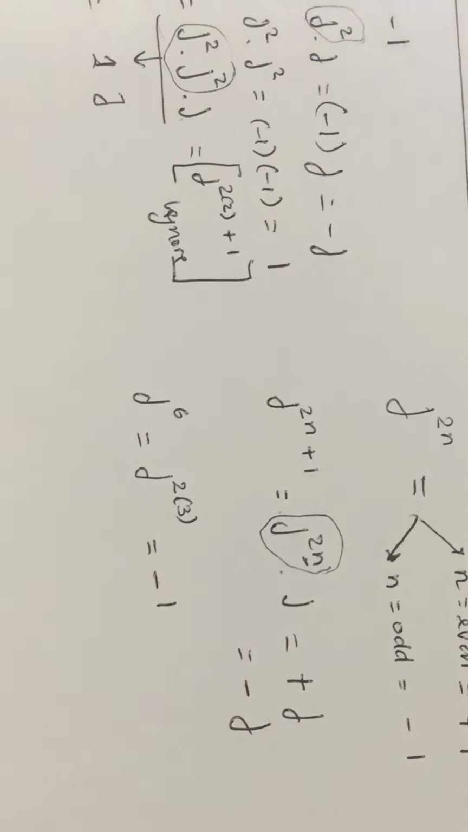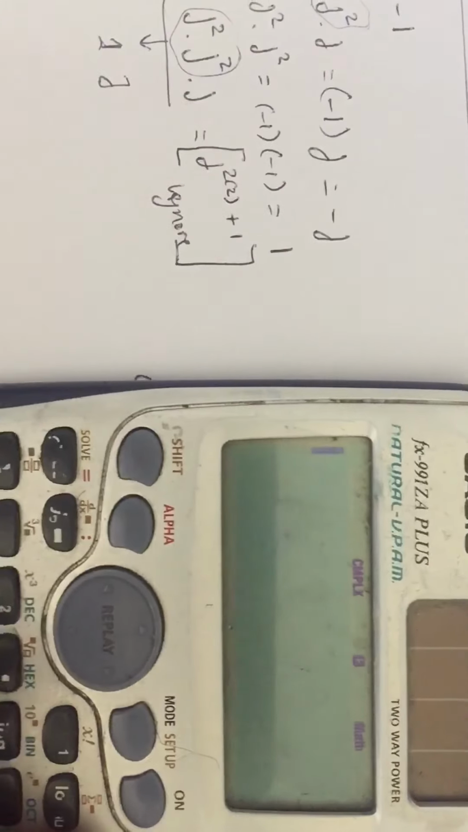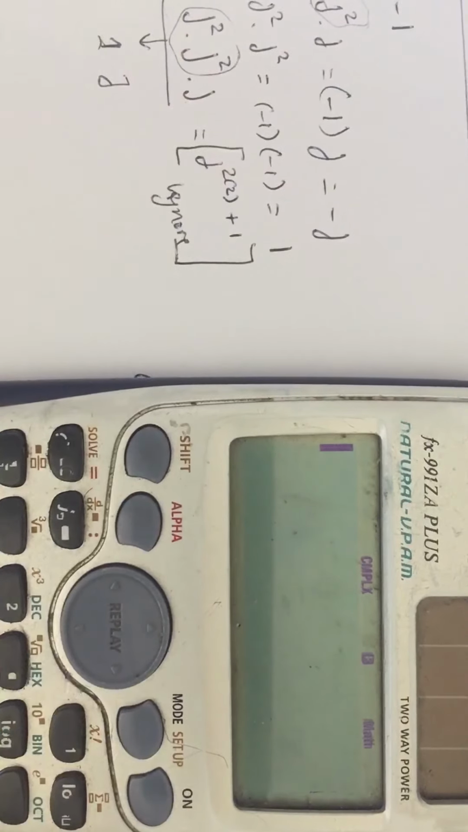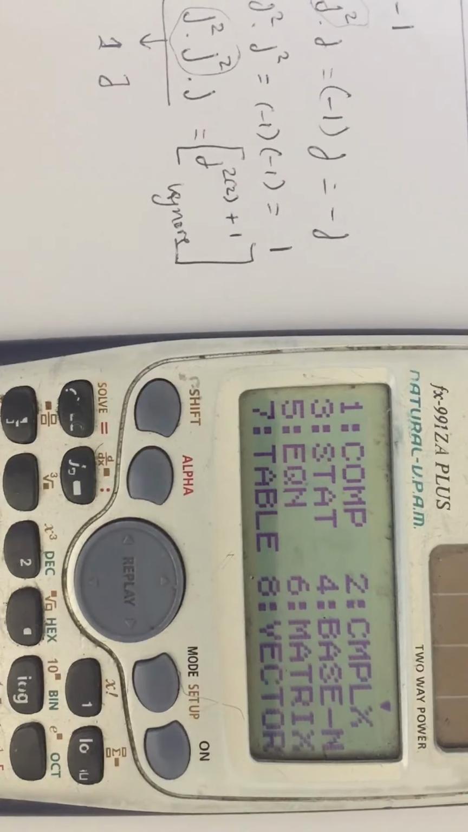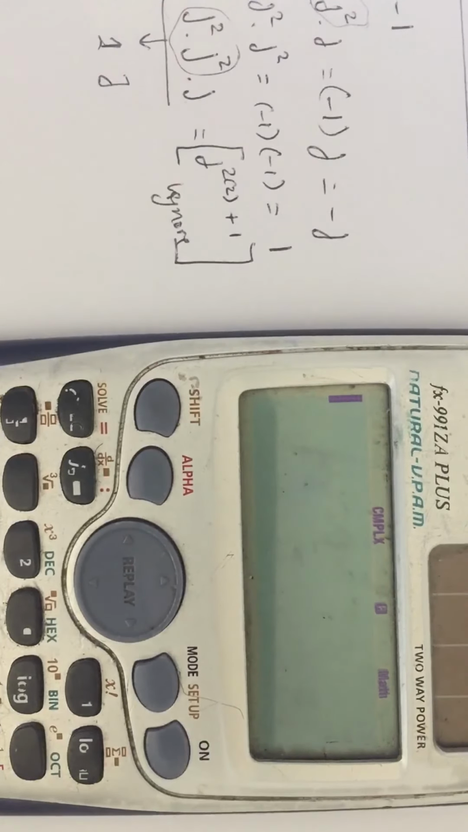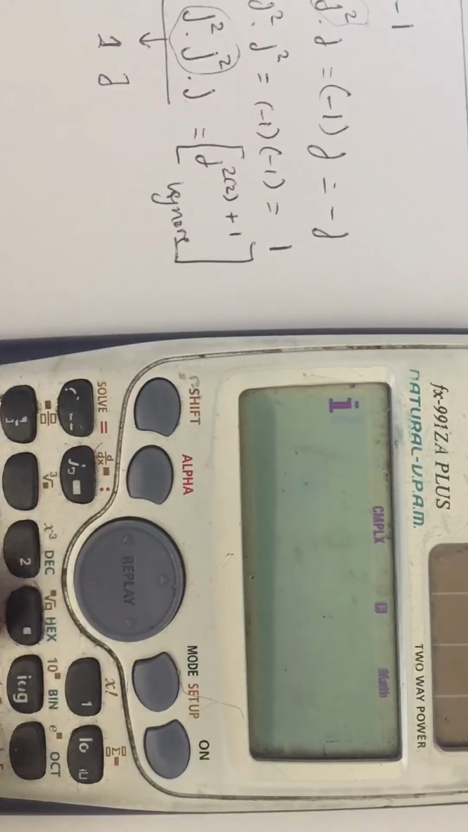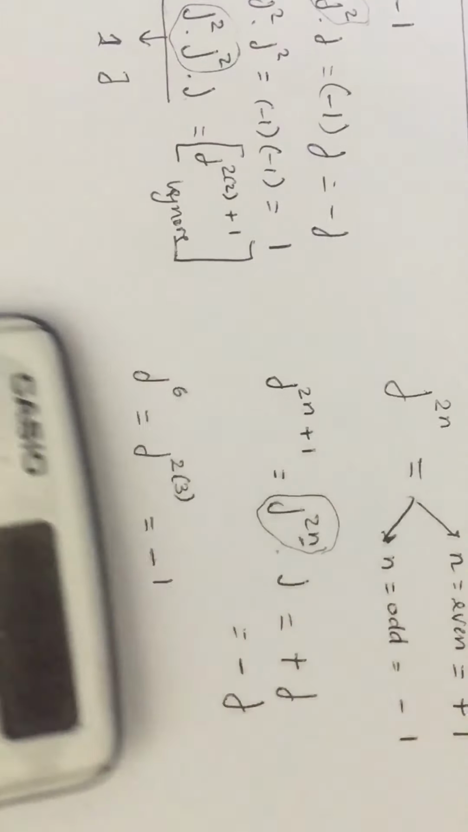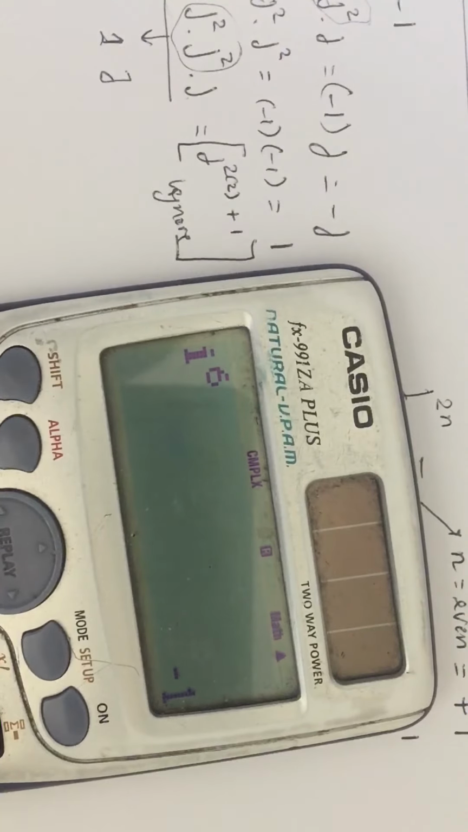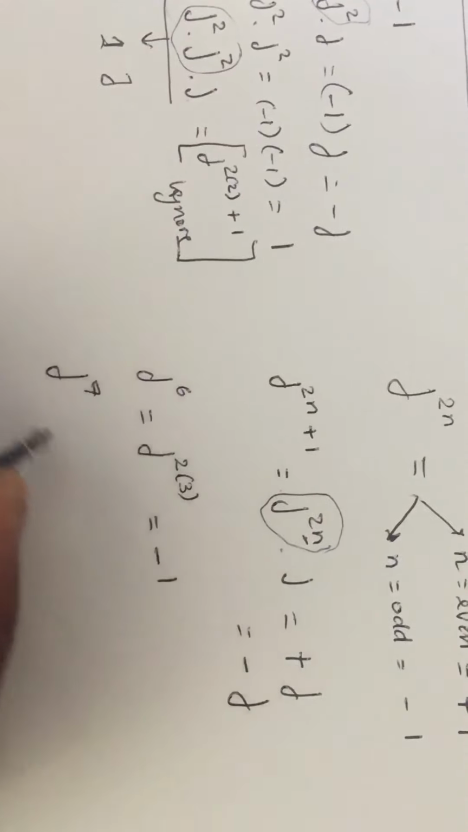Okay, now let us use the calculator to confirm our answer. All right, I am in complex mode. To get the complex mode, I press mode and I choose 2. So let's see, I have j to the power 6. It's gonna give me exactly minus 1.